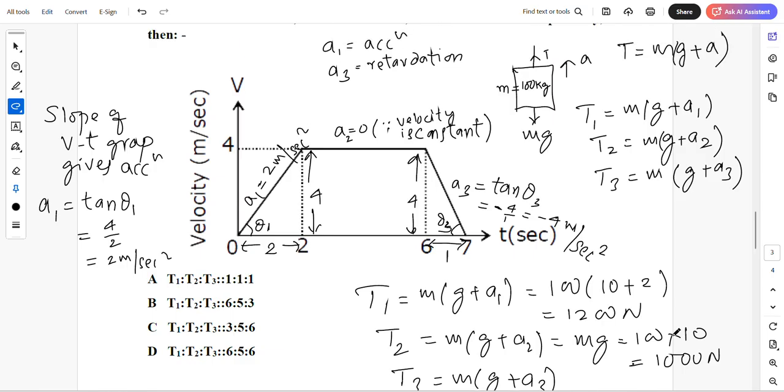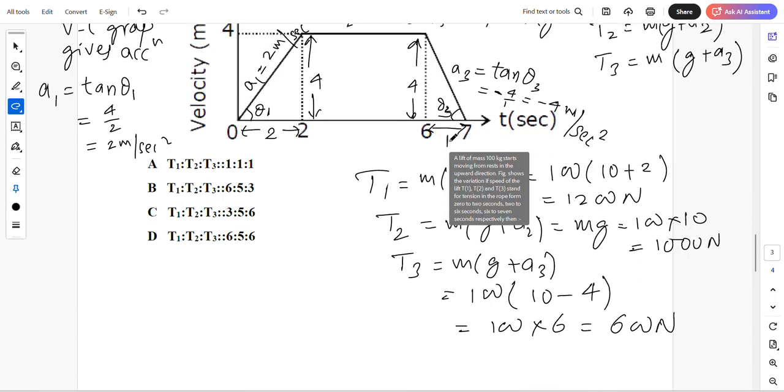Hope you understood. Since the lift is moving upwards, tension is equal to what? m into g plus a. Whether it is accelerating or retarding, that is not important. You have to write g plus a. Now a1 is positive, accelerating. a2 is 0, velocity is constant. a3 is what? Negative, because it's retarding, but still it is going upwards only.